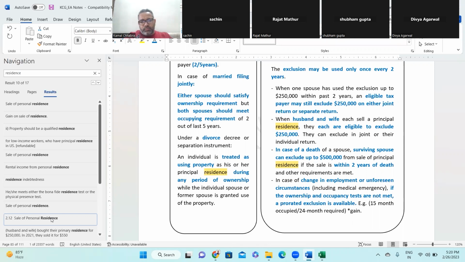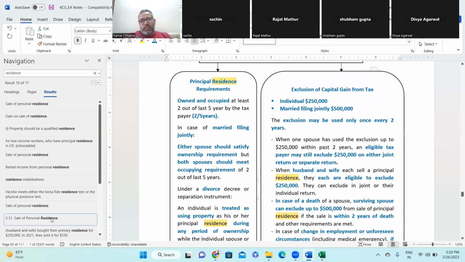Held for 9 years, right sir? Yes, they were there from 2012 to 21. So the first condition is satisfied, right? If that condition is satisfied, they can claim an exclusion up to $500,000.